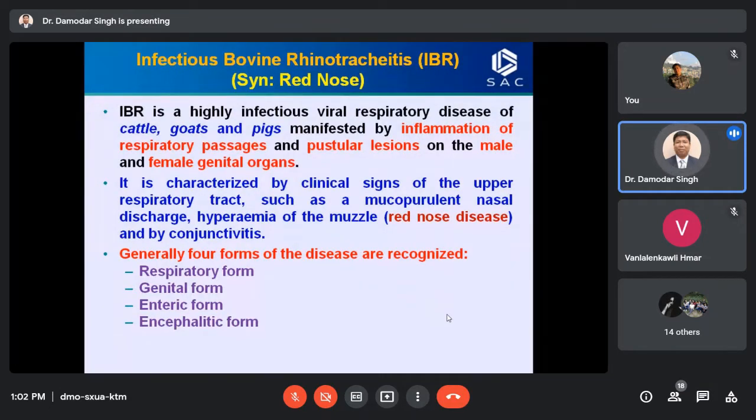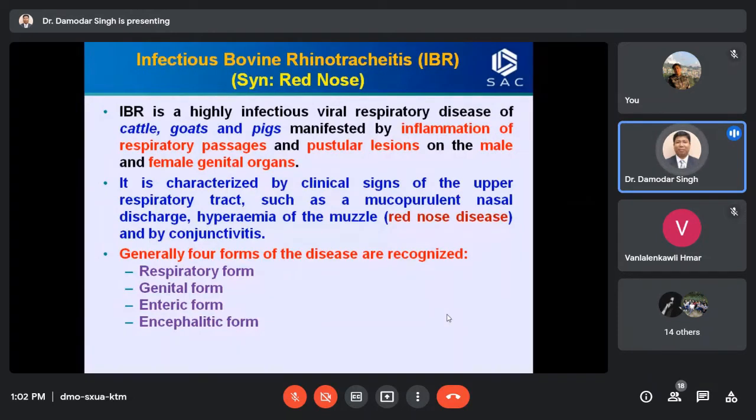I'll show you the picture after this slide. Pathologically, this virus affects the upper respiratory tract of the animal, so it causes rhinotracheitis, rhinitis as well as tracheitis. That's why it is called rhinotracheitis. It is a highly infectious viral disease of cattle, goats, and pigs.